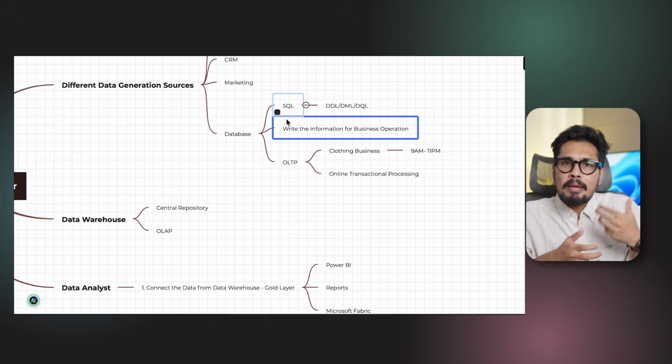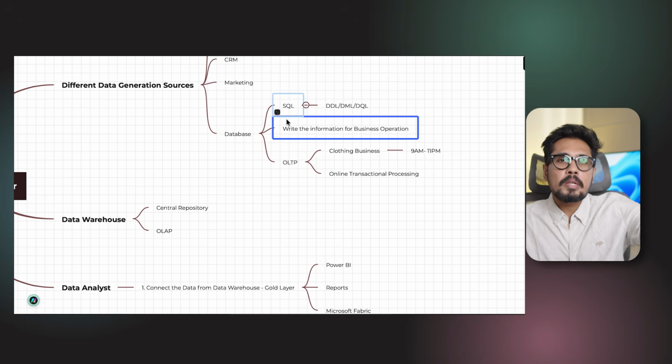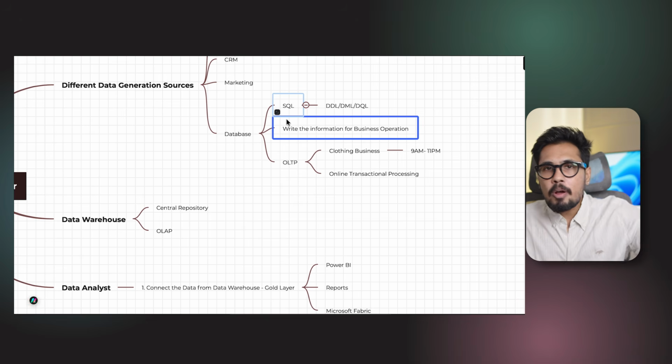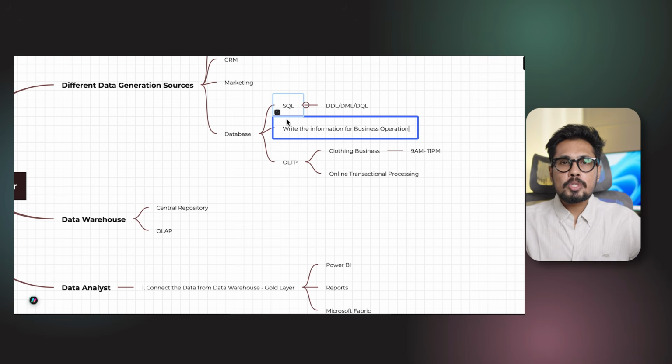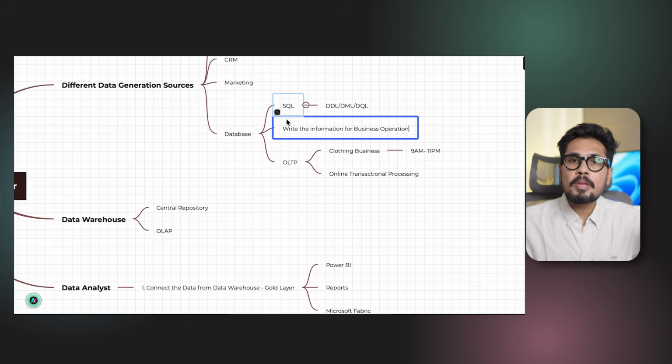Now more and more data is getting generated daily. The investors want to know what sales happened today, how much profit we gained, which products got sold, and how much sales we got from different branches. Now all this data needs to be analyzed.